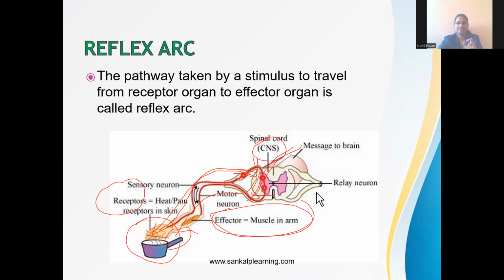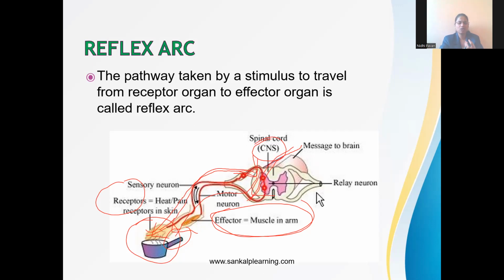The effector is a muscle. Effector means what? It takes the signals from the brain. The motor neuron carries the message from the brain, and that message is received by the effector. The effector will usually be the muscles. So that muscle, the hand muscle, the arm muscle, makes you take off your hand immediately. So this is called reflex action.